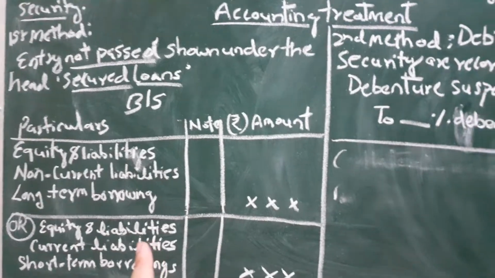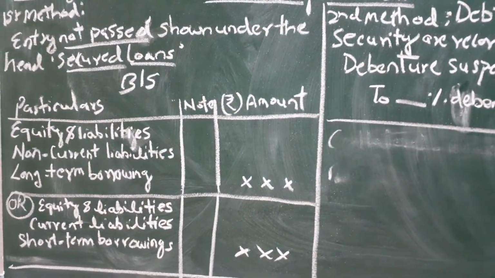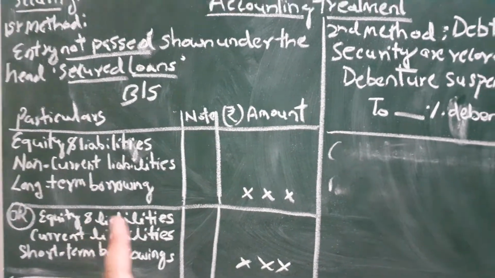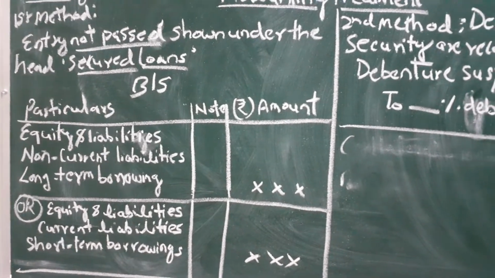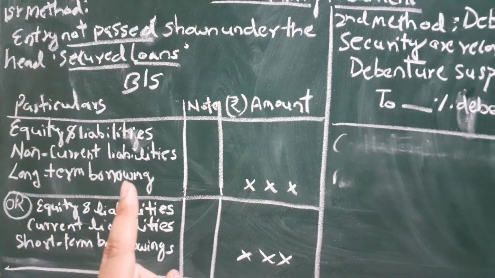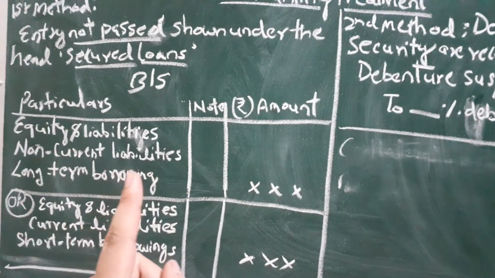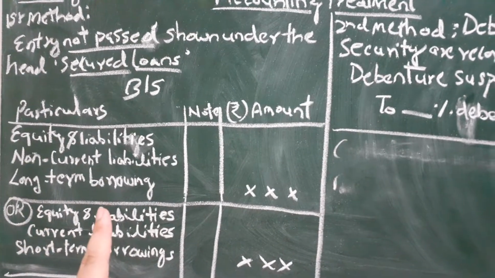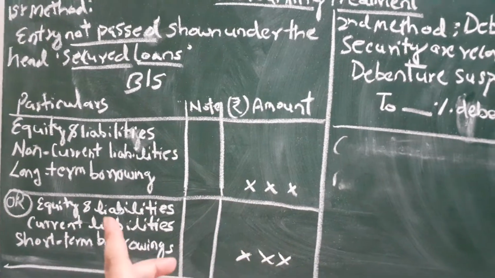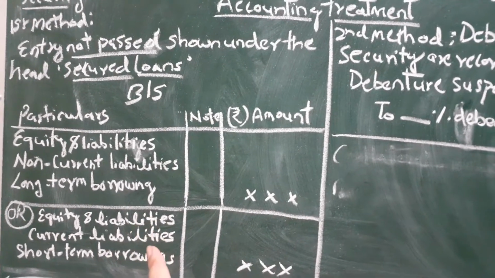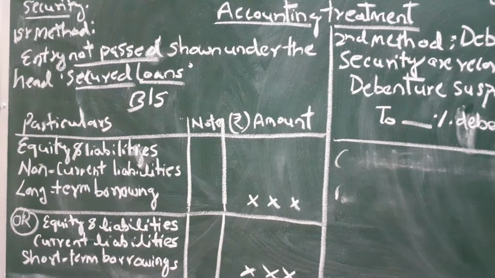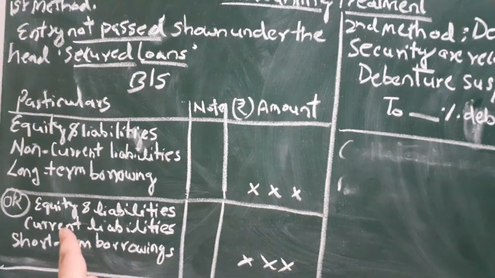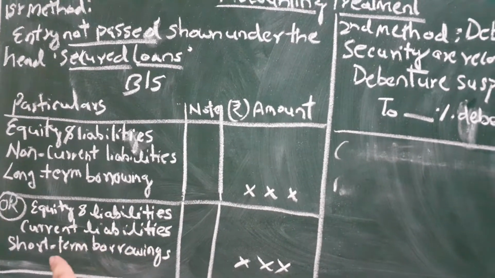Now, it depends on whether you are issuing collateral security for a long term liability or a short term liability. If it has been issued for a long term liability, then it will be shown in the balance sheet under equity and liabilities, under non current liabilities, long term borrowings. Fill in the amount. If the debentures are issued as collateral security for short term loans, then you have to show them under the same head, equity and liabilities, under current liabilities, short term borrowings.